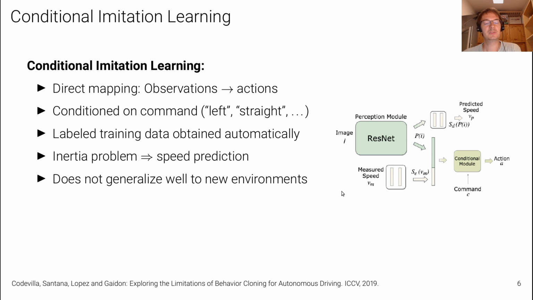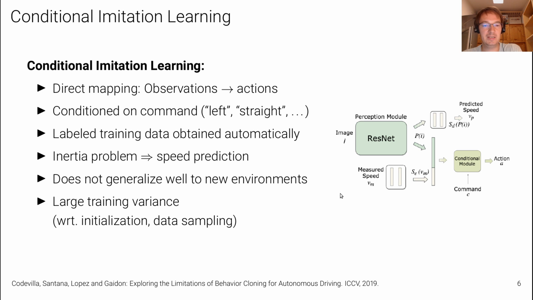Still, this conditional imitation learning approach does not generalize very well to new environments. And the reason is simply that it overfits to the training environment. At the same time, it has very large training variance, which means if you change the seed that is used for training the model, which changes the initialization of the random weights in the network or the order in which the data is sampled, then the variance on the test set of the actual driving metric will be very large. This, of course, is undesirable because it makes models very difficult to compare.